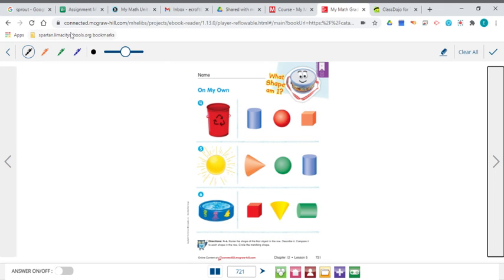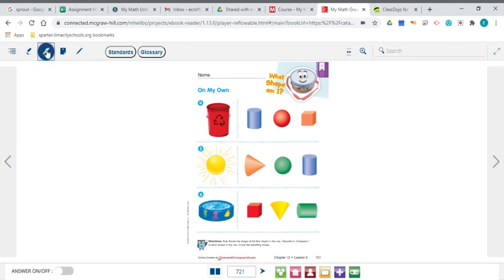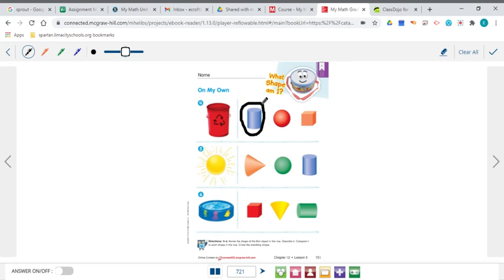Let's take a look at some more shapes. And my pen always disappears. Take a look at this recycling can. What shape do you see that matches the shape of that recycling can? Circle on the top, circle on the bottom, and round, just like a cylinder.